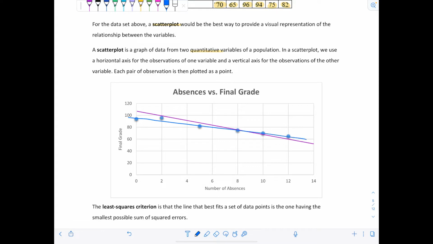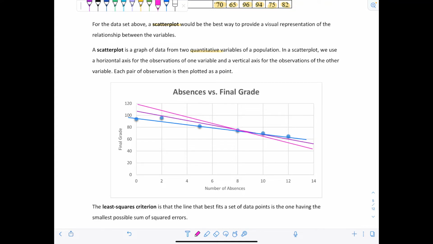Would this one be a better line? Or what do you think? Maybe something more like this? Is that a better line? How do you know? So in statistics, we're going to figure out which line best fits the data points.